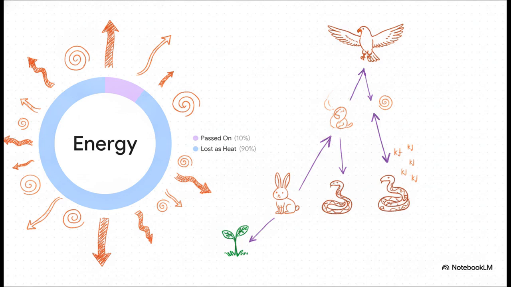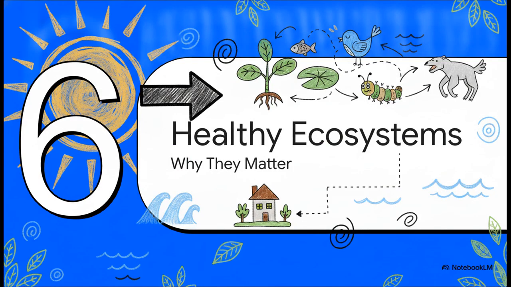So to put that into perspective, if our plant producers start with 10,000 kilojoules of sun energy, the primary consumers only get 1,000. The secondary consumers get just 100. And by the time it reaches a tertiary consumer, like our hawk, only 10 kilojoules remain. Because the energy shrinks so dramatically at each step, nature simply runs out of fuel to support endless links in a chain. Section 6. Why healthy ecosystems matter.